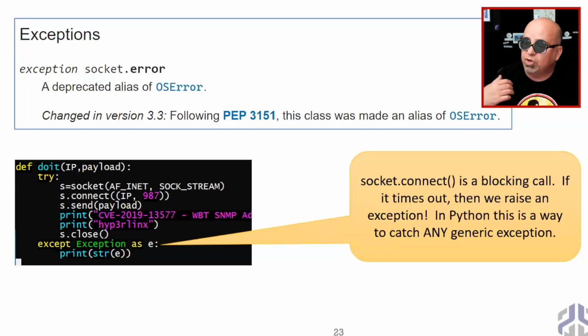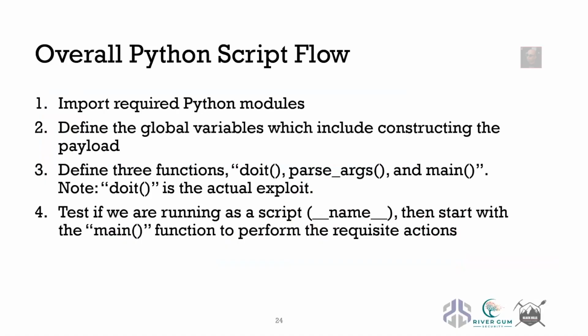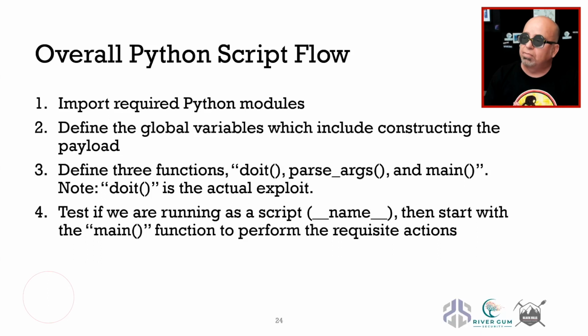But either way, we will raise an exception in Python, and if we use the syntax except Exception as e, as written here, it catches a generic exception, allowing you to print that to screen or do whatever you're going to do with it, right? So I'm just breaking down the components of the exploit here. So what's the overall flow?